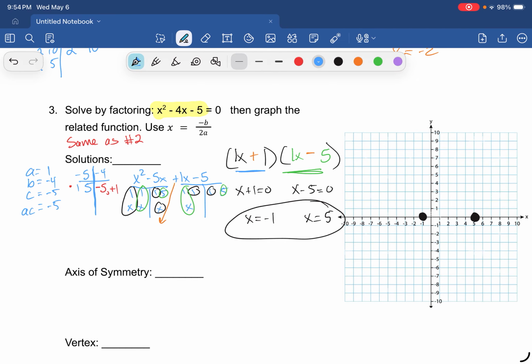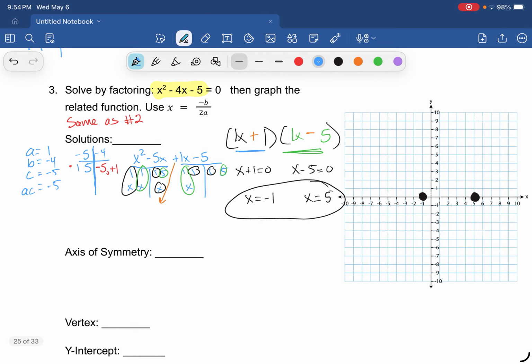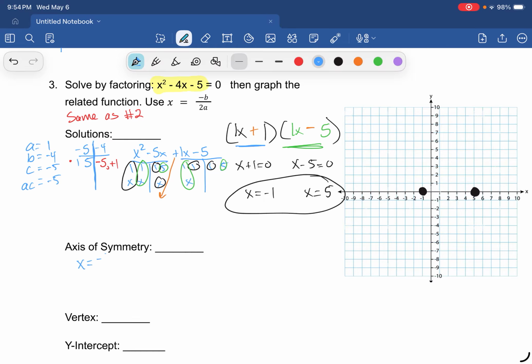Okay. Now, after this, these things I'm about to ask were what we did on our last test. And again, we will use that equation x squared minus 4x minus 5. So for the axis of symmetry, that is the opposite of b divided by 2 times a. The opposite of -4 is +4 over 2 times 1. That is 4 over 2. That is x equals 2.